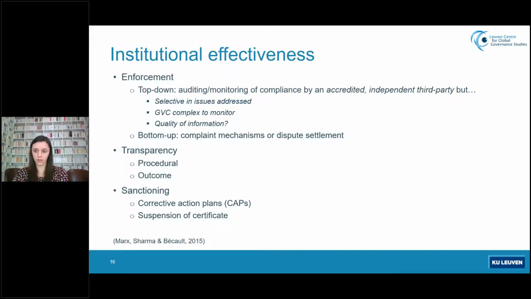And then, of course, the last sanction mechanism is the suspension of the certificate. Most often, if a VSS adopter repeatedly doesn't comply with the standards.